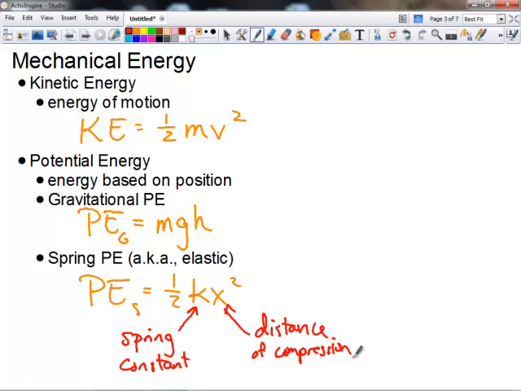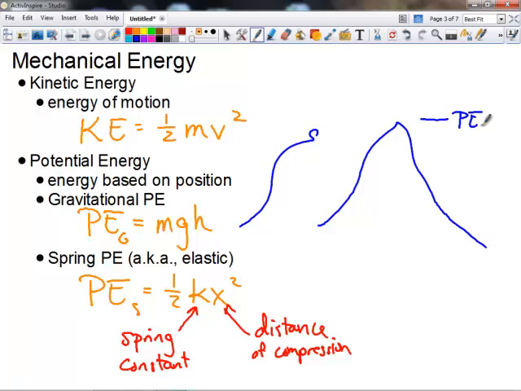Gravitational potential energy can be negative based on where your reference point is. If your reference point for gravitational potential energy, let's do a little diagram over here. Let's say we have some kind of hill, mountain. And if your 0 point is up here, where PEg equals 0, then anything below the top of that mountain is going to have negative gravitational potential energy. So based on the reference point, you can have negative gravitational potential energy.